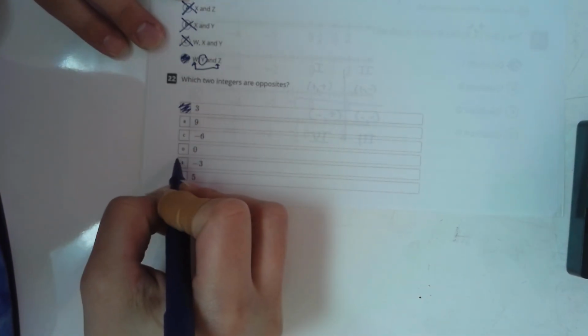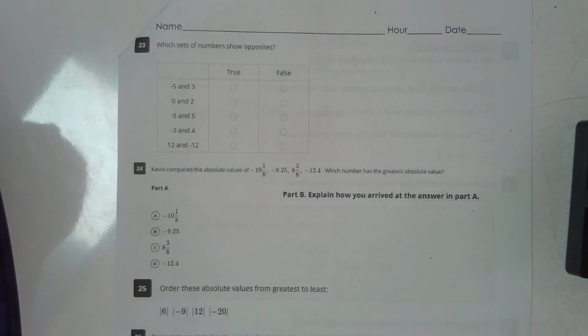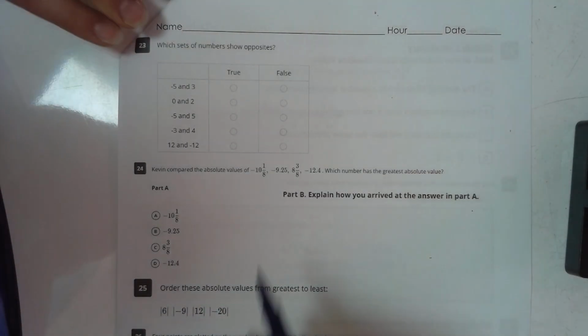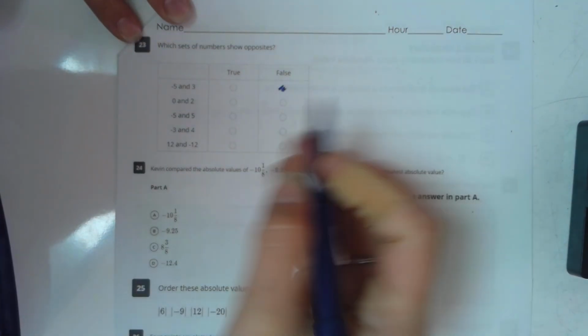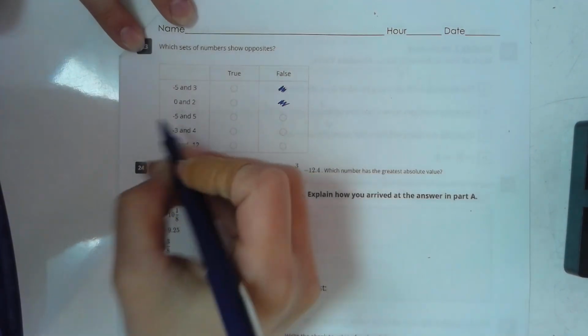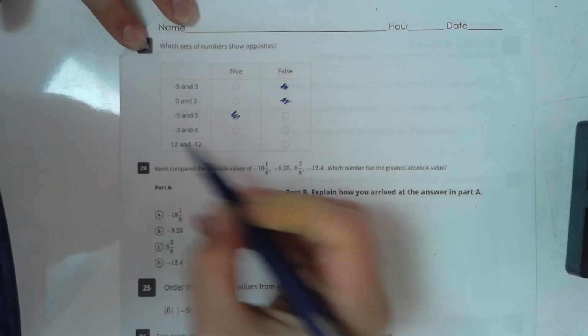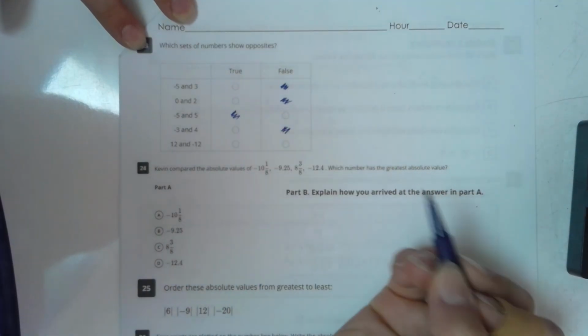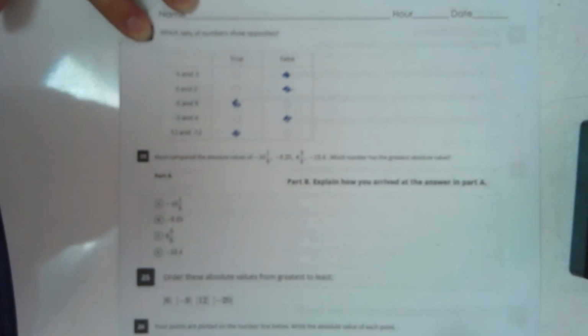Number 22, which two integers are opposites? So I'm looking for a number that's the same, positive and negative, which would be A, 3, and E, -3. Which sets of numbers show opposites? -5 and 3 is false, 0 and 2 is false, -5 and 5 is true, -3 and 4 false, 12 and -12 is true.